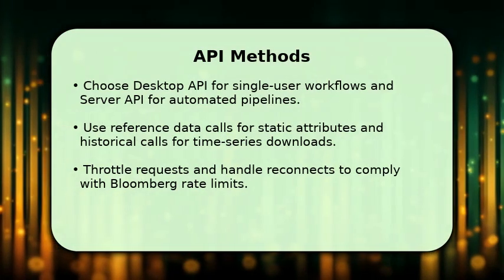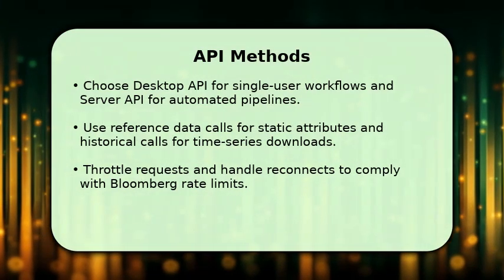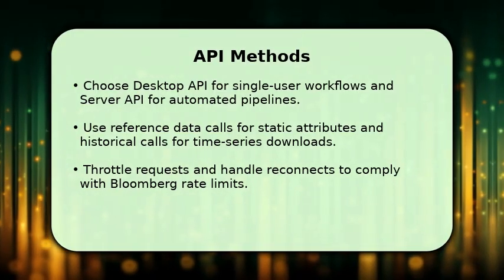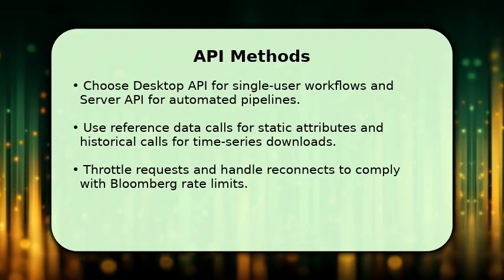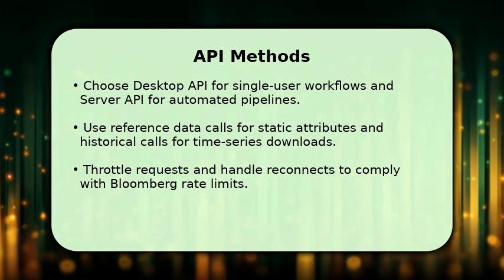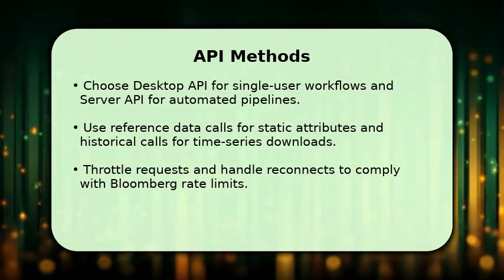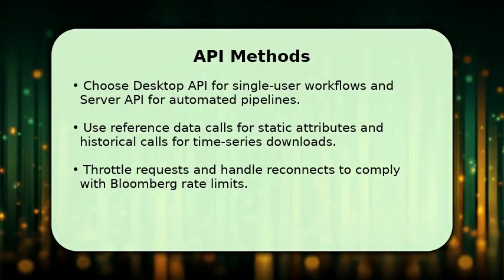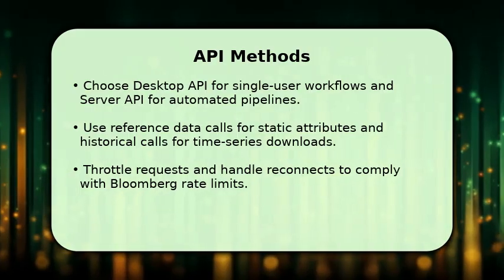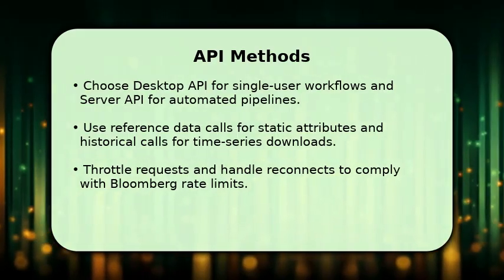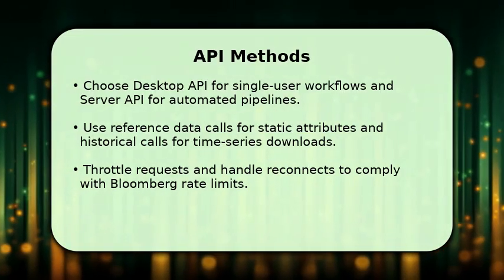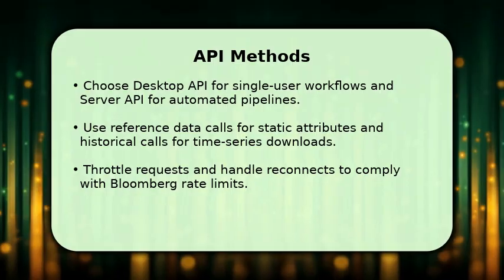For programmatic access, set up the Bloomberg API and authenticate with your credentials or trusted services. Use reference data request for static fields, historical data request for time series, and market data request for streaming quotes. Implement retries, backoff, and connection health checks to avoid dropped data. Log raw responses and convert Bloomberg field mnemonics to your application names so downstream code remains maintainable and auditable.